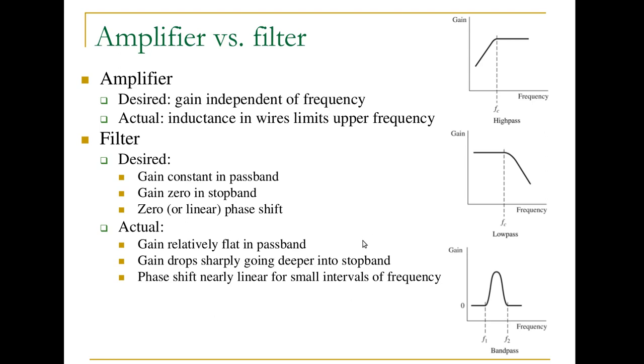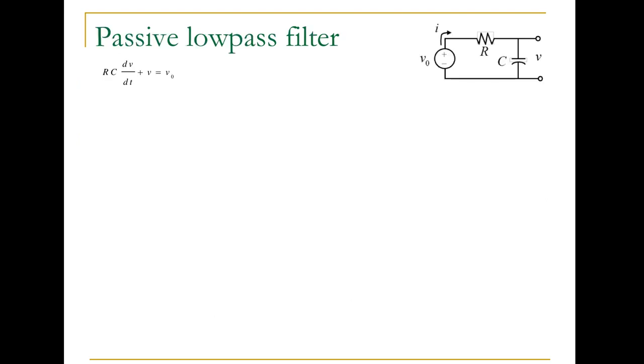And of course, the actual output of a filter is different from this. We do get relatively flat gain in the pass band, and instead of going to zero immediately after the cutoff frequency, it starts to drop off at a certain rate. And the phase shift can be nearly linear for small intervals of frequency. So if you're just looking at a small range of frequency, then the phase shift in that range is nearly linear. Filters can also be made of passive components, and in a passive filter there's no amplification.